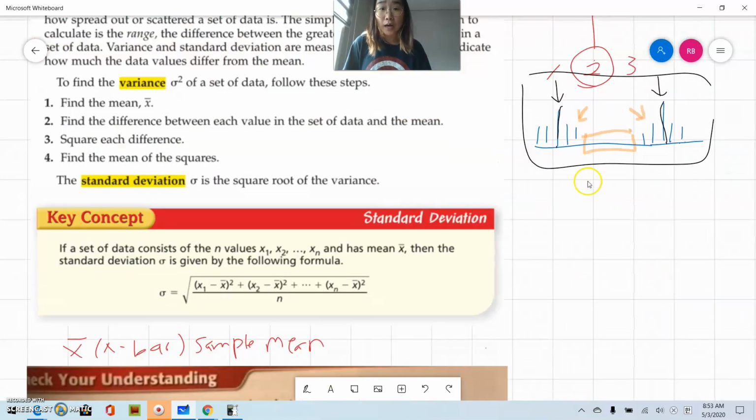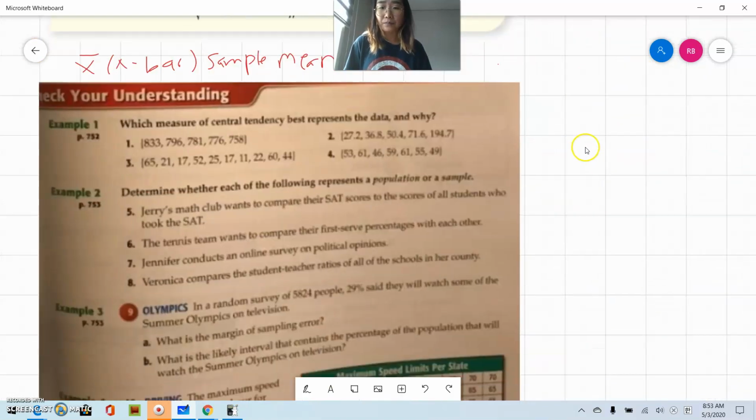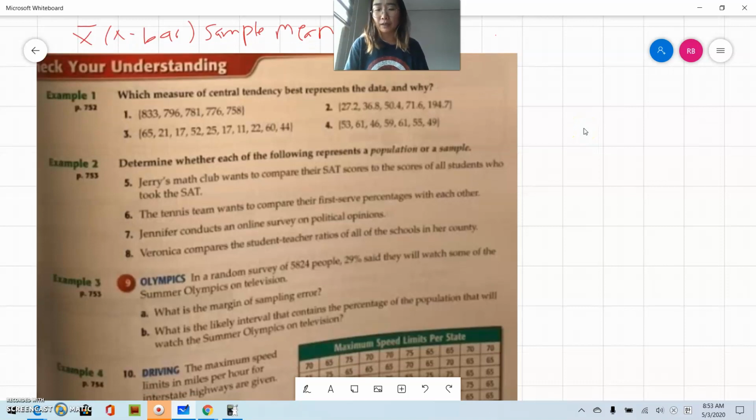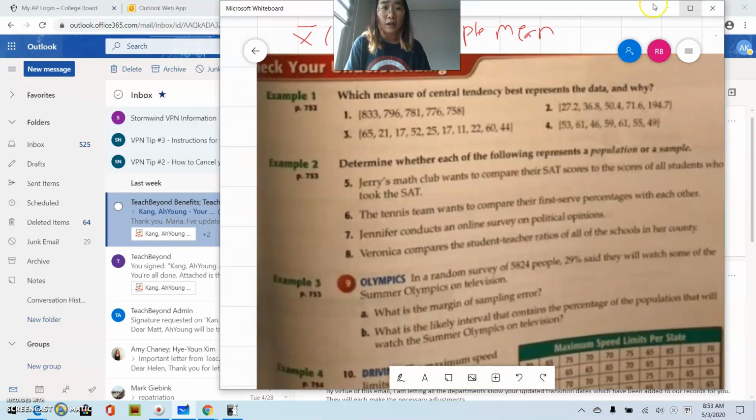Let me teach you how to draw a histogram. So don't worry about the standard deviation and things like that, because I want to focus on central tendency a little bit today.